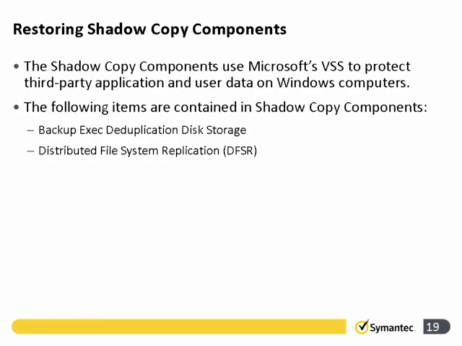I have a couple of different options with shadow copy components. Shadow copy components are where I have used Microsoft's VSS, or Volume Shadow Copy service, to protect either user data or third-party applications. You can set this up yourself. If you go to Windows Explorer and right-click on any volume and go to Properties, one of the tabs that you will see is Shadow Copy. Often this is used as a backup device.